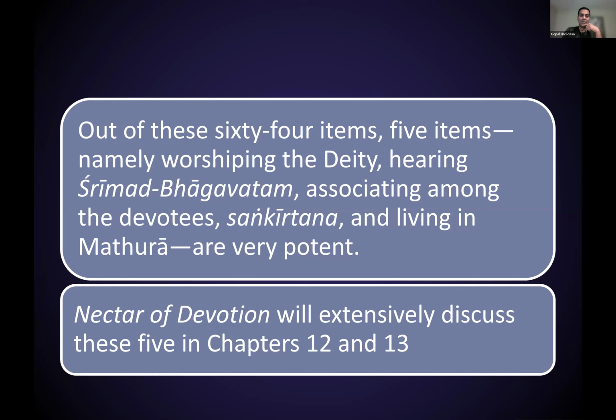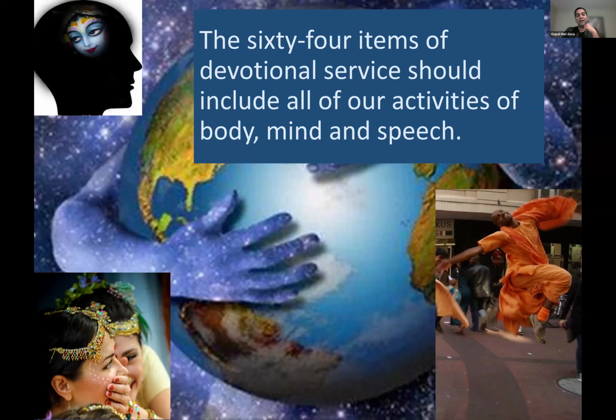So yes, so many chapters. We're on 6, and these 64 items continue until chapter 13. And now things go faster also because we have a list of items. There's less philosophical discussion, and so we'll hopefully cover things faster. I know I always say that, but hopefully we will actually. The 64 items of devotional service should include all of our activities of body, mind, and speech.